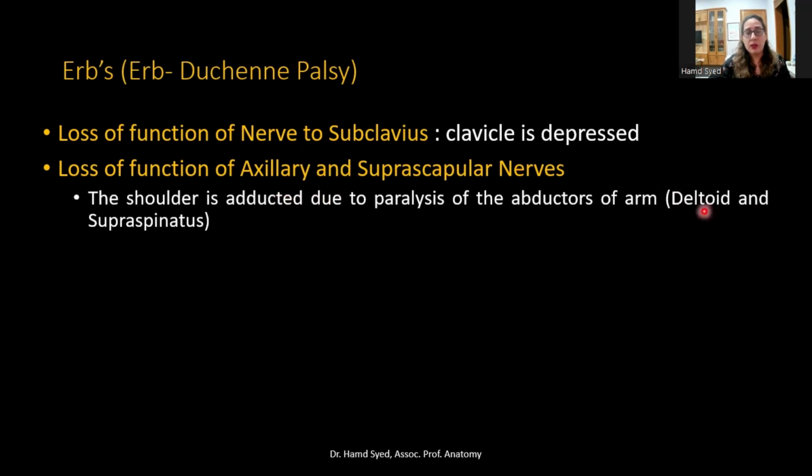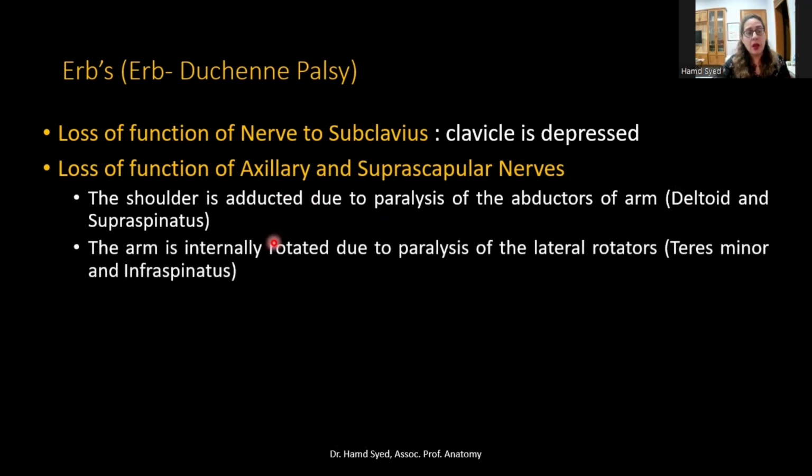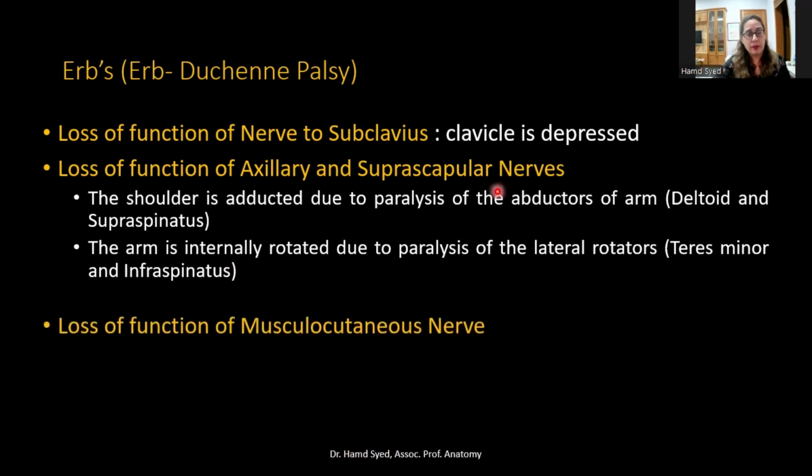Axillary nerve supplies the deltoid and suprascapular nerve supplies supraspinatus. Both are abductors of the arm. Since they're going to be paralyzed, that is why the arm will be adducted. Also, the arm will be rotated medially or internally. This is because of the paralysis of the lateral rotators, teres minor and infraspinatus. Again, teres minor is supplied by the axillary nerve and infraspinatus is supplied by the suprascapular nerve, so they are paralyzed.